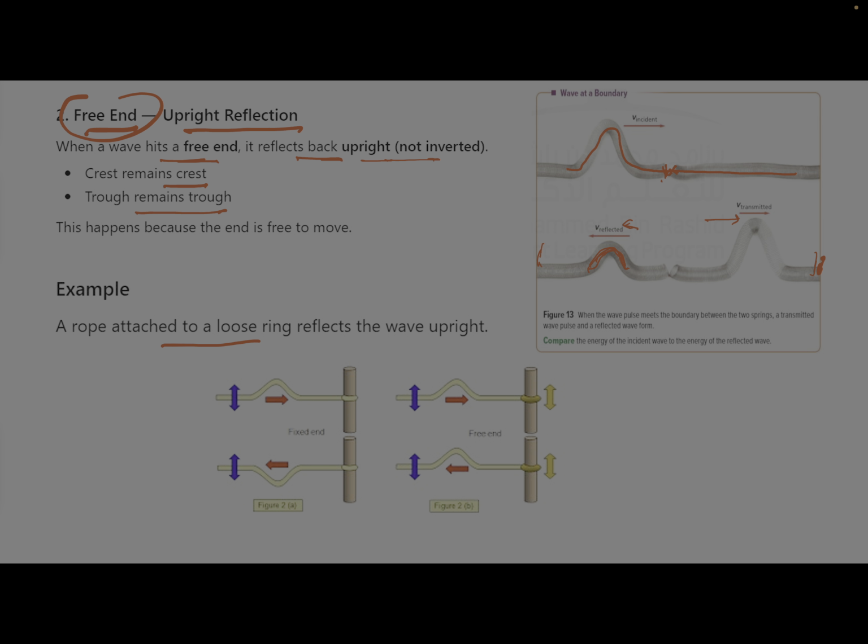So for example, a rope attached to a loose ring reflects the wave upright. Here you can see this is fixed, so it got inverted. Here it is a free end. So with the free end, what happened? It goes and comes back to the same position.